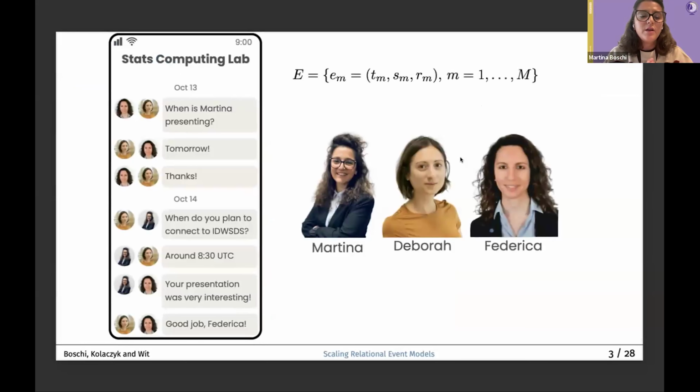If you're not familiar with the relational event models, I will introduce briefly an example in order to understand what we deal with and what is my research goal. So when you fit a relational event model, your statistical units are the events. So you have triples in which you have a time, a sender that is interacting with a receiver. In this simple system, we only have 3 actors, that is me, Martina, Deborah, and Federica.